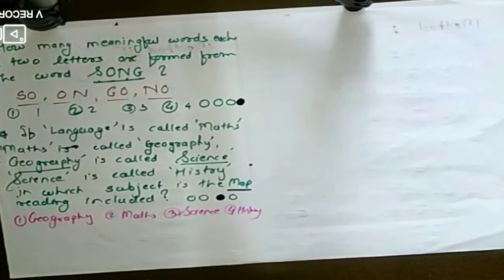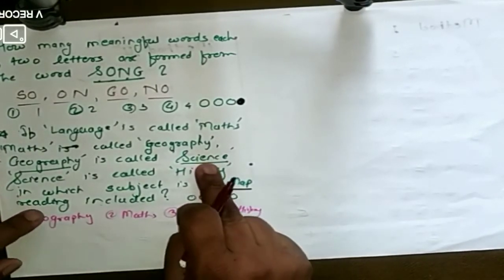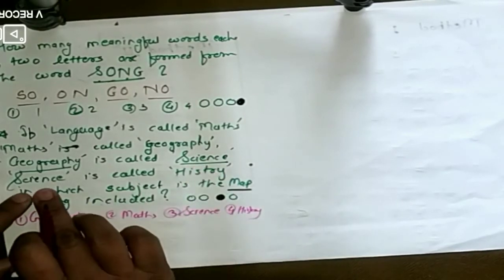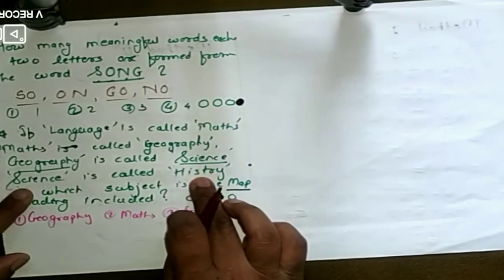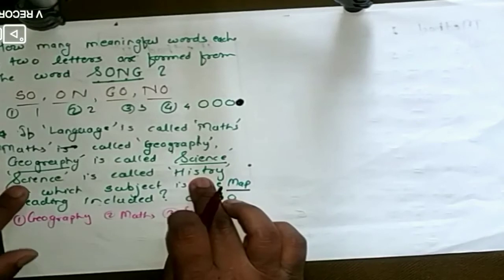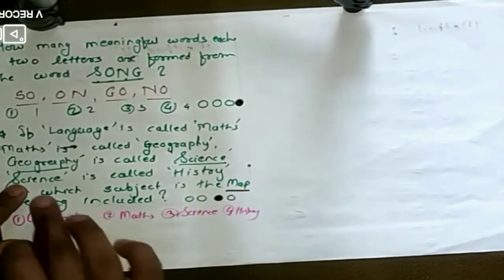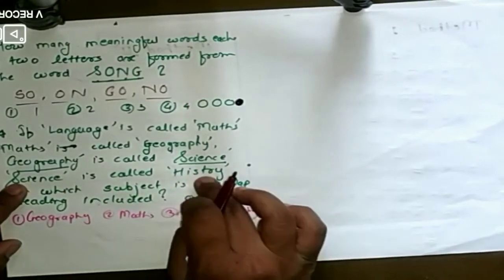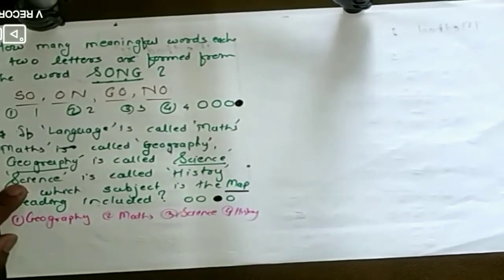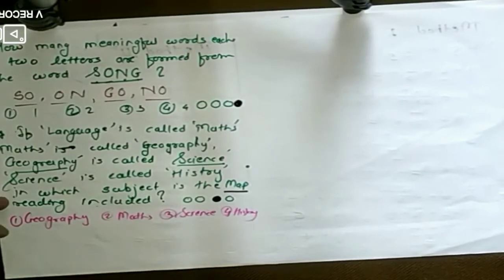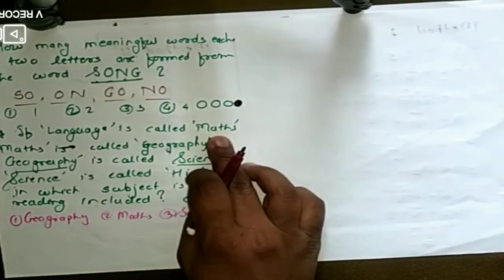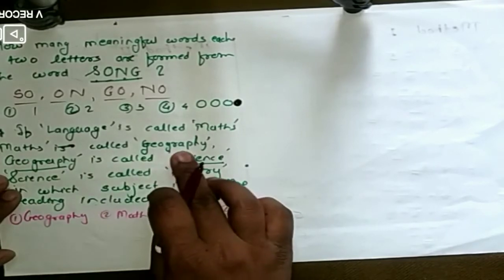If they ask in which subject we study the digestive system, it is science. Actually we study the digestive system in science, but science is called history. So the answer is history, not science. Understand? If they ask in which subject we study the construction of a triangle, actually we study it in maths, but maths is called geography.